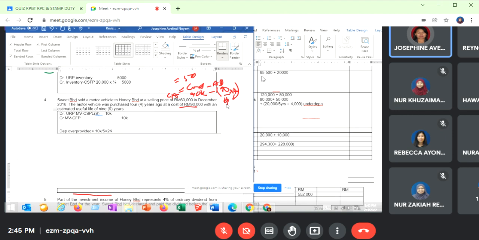So how do you adjust this depreciation? It's over provided. You have to reduce the depreciation. So that is why when you reduce depreciation, you have to credit.